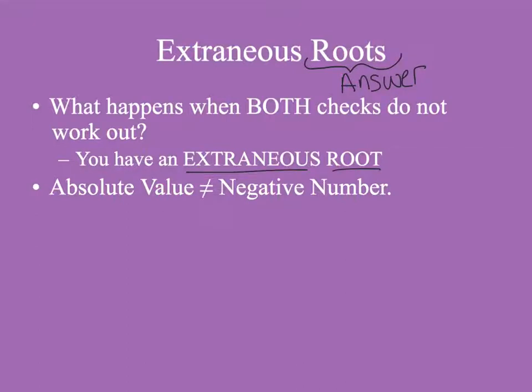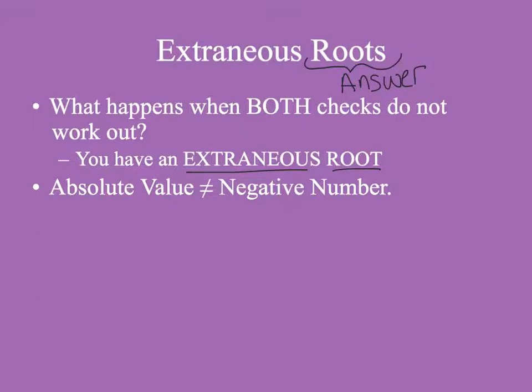If you think about it, if when you isolated your absolute value, it was equal on the other side of the equation to a negative number, think about this. Can you have an absolute value of something equal to a negative number? The answer is no. By definition, the absolute value of something is the positive distance from that to 0.